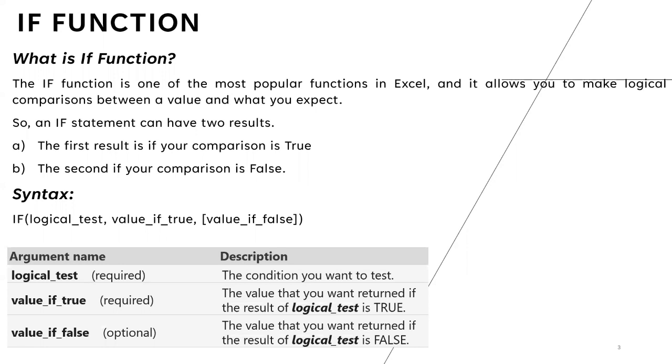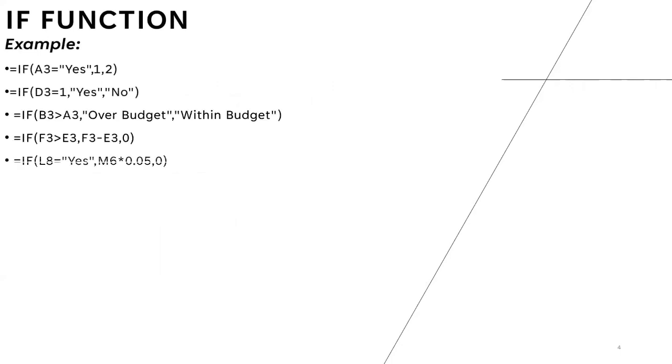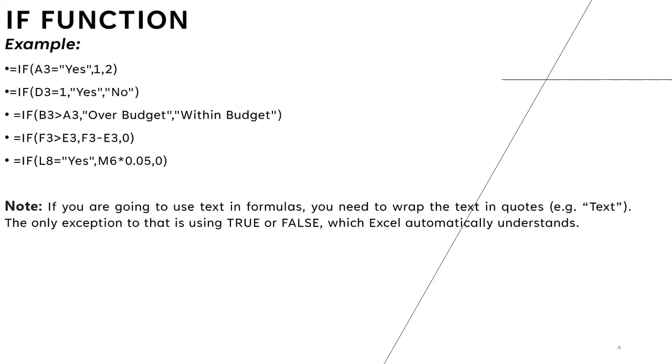So remember here, the first two, that is the logical test and the first value that you want when the logical test is passed, are mandatory, while the third one is optional. And here, if you don't give the third argument, that is the value that you want when the logical test fails, by default, Excel will assign the value FALSE. So let's move on. And here we have put up some examples for you.